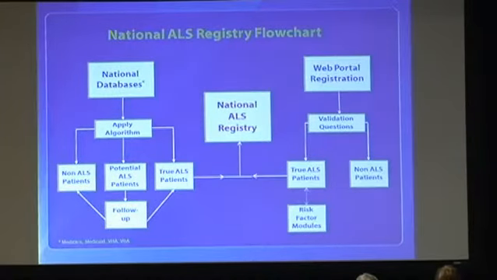The right-hand side is our web portal, or our self-enrollment approach. How does a person get into the web portal? So what they do is they come to our website. They take a series of validation questions, and these are 5 or 6 simple questions.